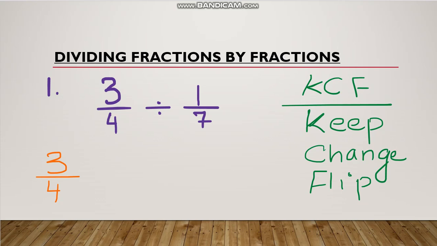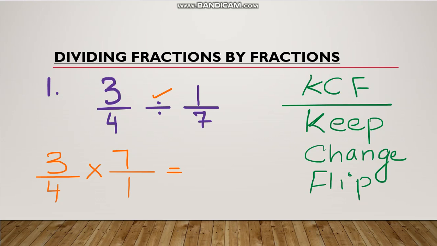Second word says C, that is change. What do we change? We change the sign of division into multiplication. Keep as it is. C for change, division into multiplication. And third one is flip. You flip the second fraction. How do you flip? The bottom goes on the top and the top comes down in bottom.